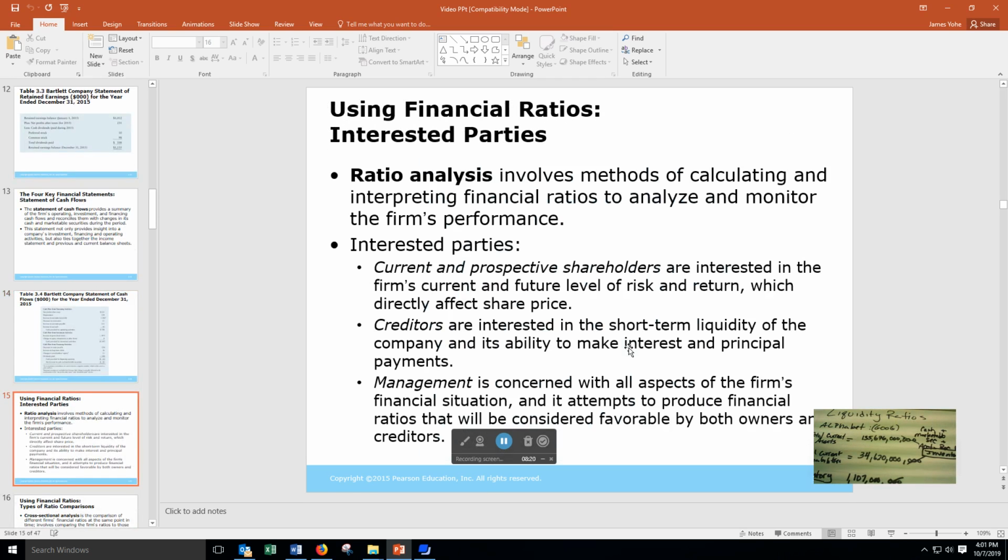Now, the first set of ratios we're going to be looking at are the liquidity ratios. Ratio analysis involves methods of calculating and interpreting financial ratios to analyze and monitor the firm's performance. Different parties will be interested in this ratio analysis. Current and prospective shareholders are interested in the firm's current and future level of risk and return, which directly affects share prices. Creditors are interested in the short-term liquidity of the company and its ability to make interest and principal payments.